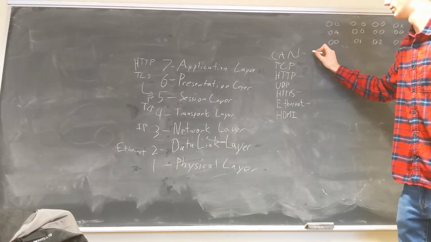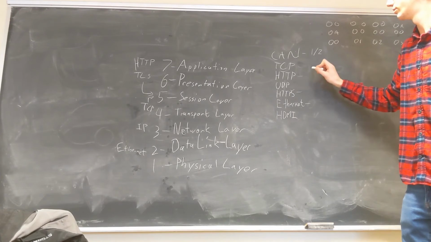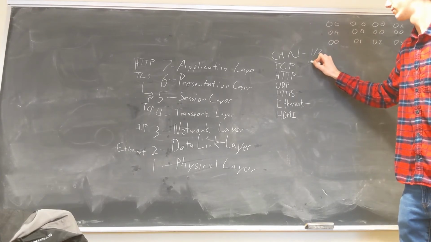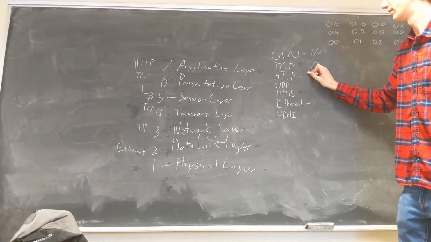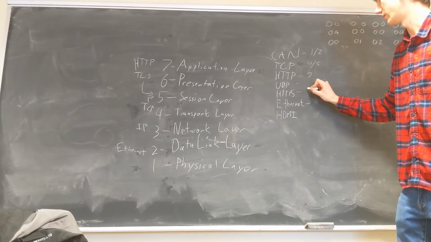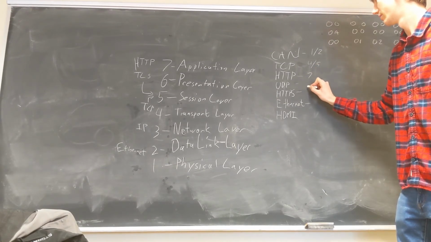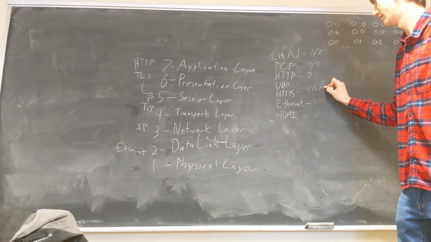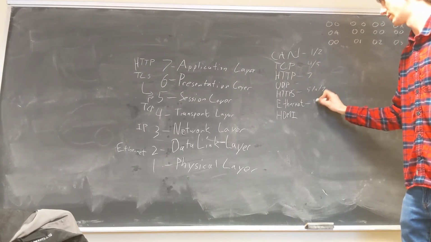So that is 1/2. TCP was 4 and a bit of 5. HTTP fits in layer 7. HTTPS, I guess kind of 5, 6, 7 if you include TLS as part of it. Ethernet is 1 and 2.